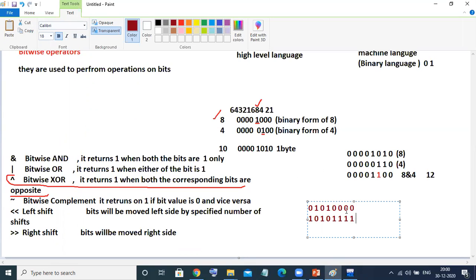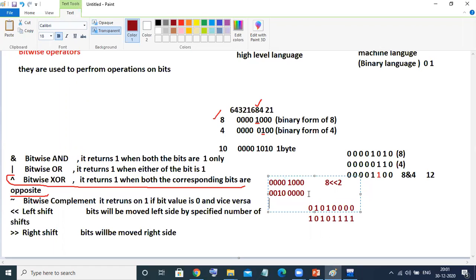Left shift, right shift means what? I told you already. Left shift means shifting the bits you are giving. For example, taking this number, we'll take 8 bits: 0000 1000. This number is 8, left shift by 2. That means it will be shifted 2 positions to the left side, right? So the change will be 0010 0000, because these two digits are shifted to this place. That is called the shifting of bits.